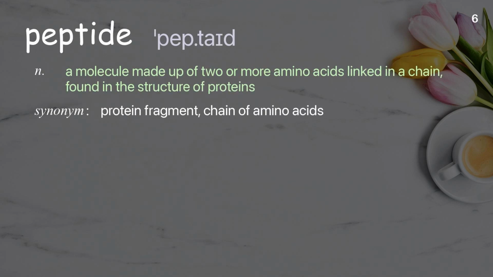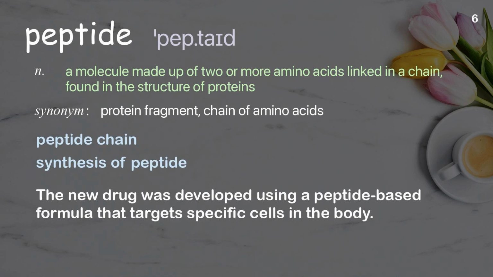Peptide. A molecule made up of two or more amino acids linked in a chain, found in the structure of proteins. Examples: Peptide chain. Synthesis of peptide. The new drug was developed using a peptide-based formula that targets specific cells in the body.